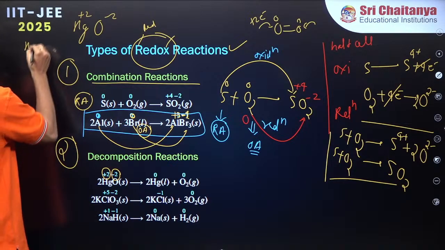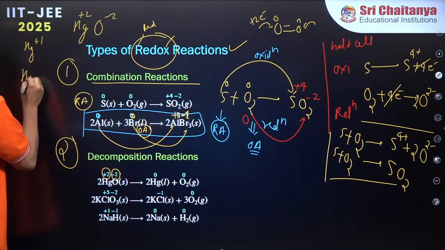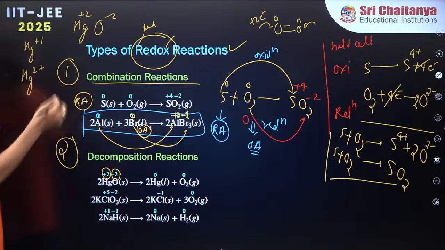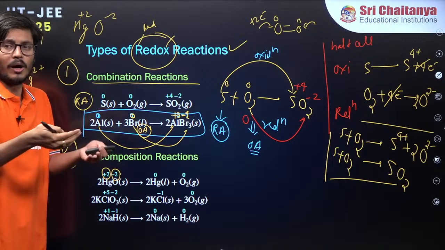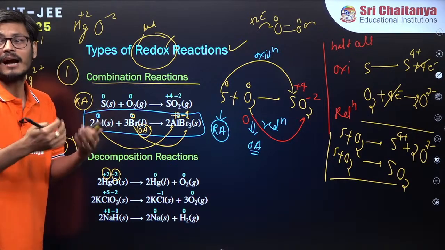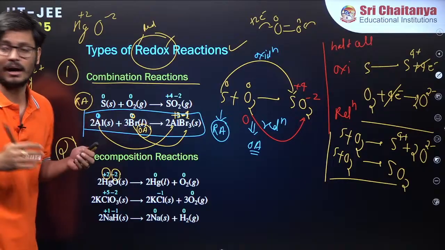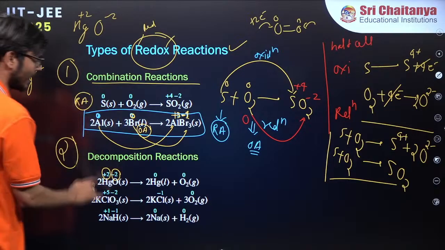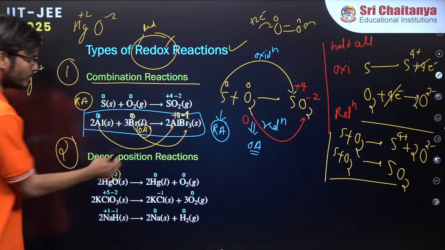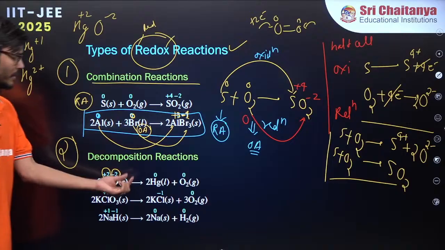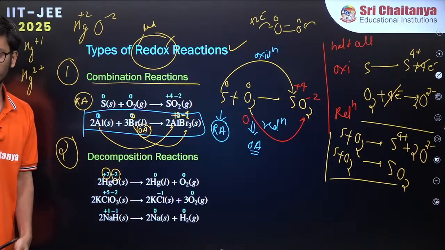One is Hg+1 and one is Hg+2. Lower oxidation state as "ous", higher as "ic". This is mercuric oxide, mercuric. Anyways, decomposition happened of this solid. If you give a little temperature, decomposition will happen.